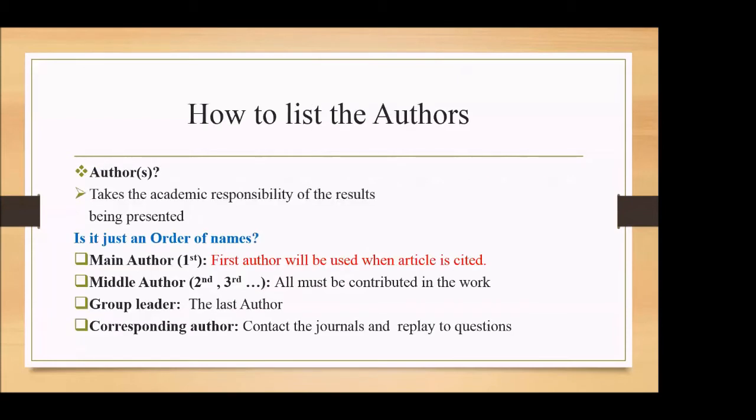Okay, let's move on to the authors. Actually, when you look at the article, you first see the title, then you see the authors, okay? So actually, who are the authors? These are the ones who take the academic responsibility of the results being presented. So by writing your name, you actually take the academic responsibility of the results, okay?